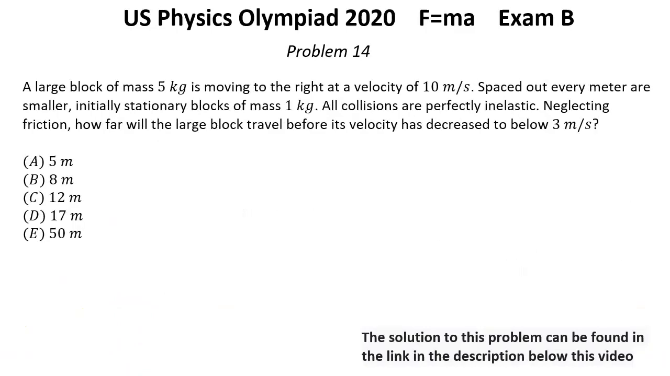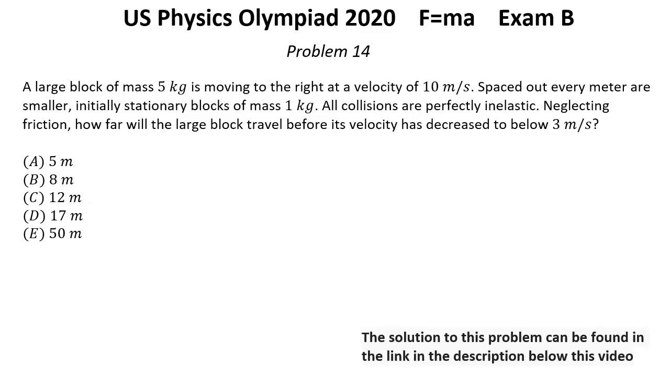Problem number 14. A large block of mass 5 kg is moving to the right at a velocity of 10 meters per second. Spaced out every meter are smaller, initially stationary blocks of mass 1 kg. All collisions are perfectly inelastic. Neglecting friction, how far will the large block travel before its velocity has decreased to below 3 meters per second? Solution for problem number 14.